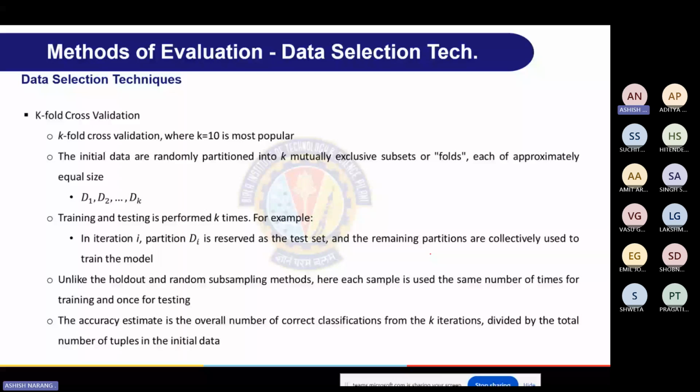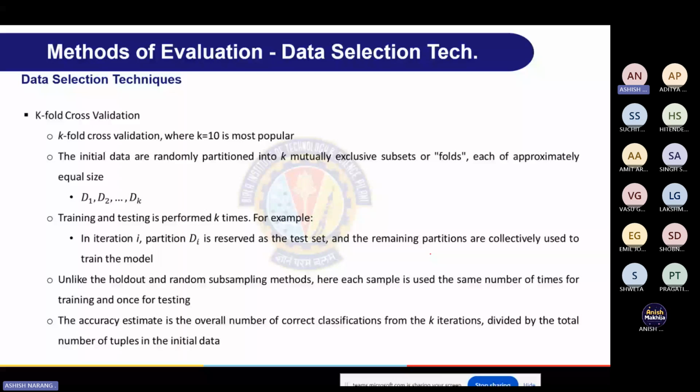Okay, now moving ahead, k-fold cross-validation. What happens in k-fold cross-validation, right? We have covered two as of now. One is holdout, dividing the data. Then random subsampling, where you repeat the holdout method multiple times. Now in k-fold cross-validation, you initially partition your data into k mutually exclusive subsets, known as the folds of the data.